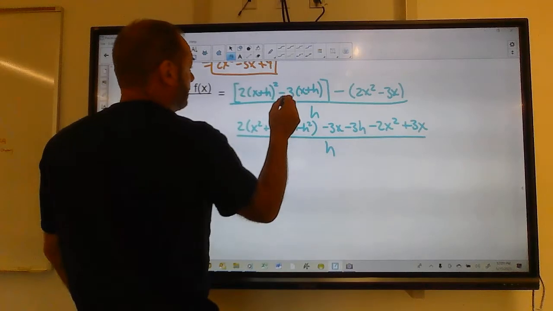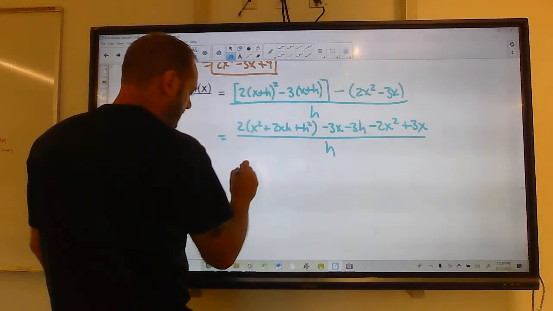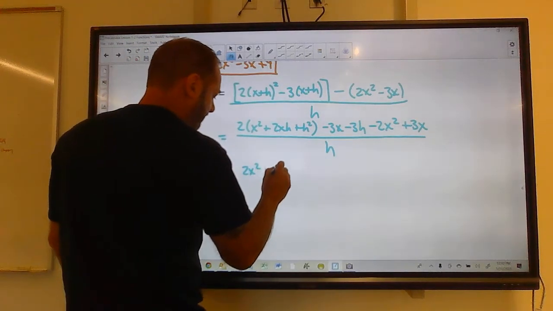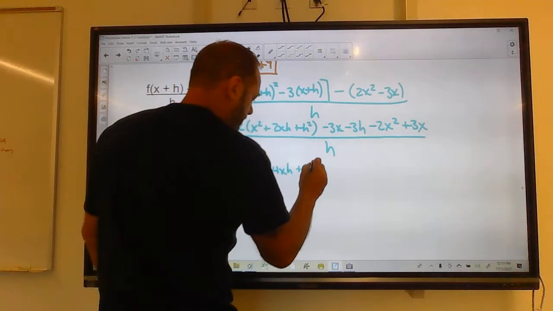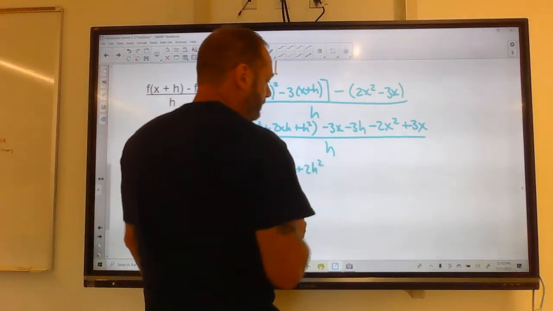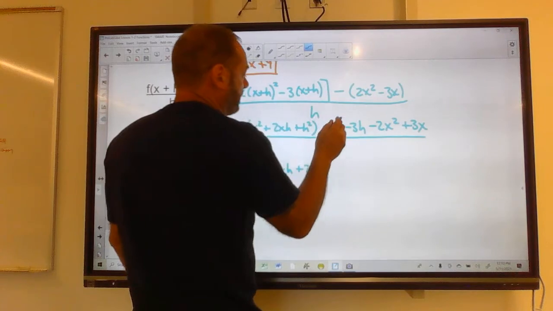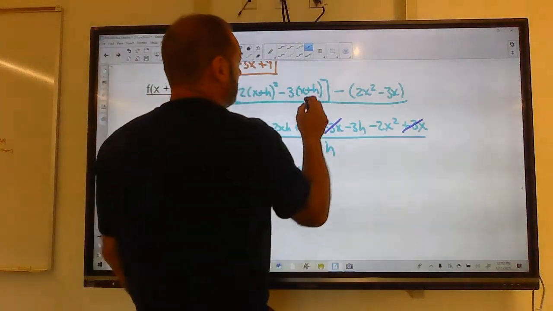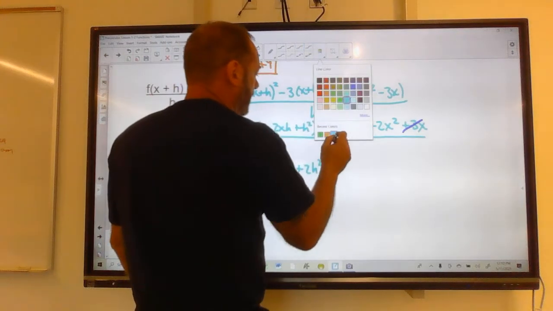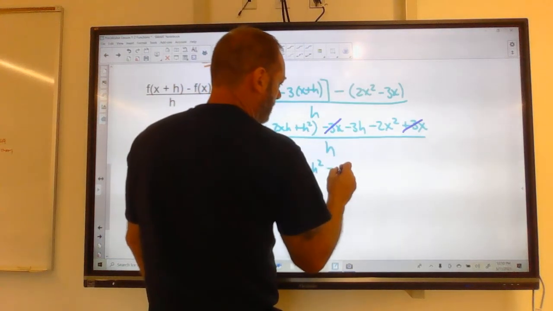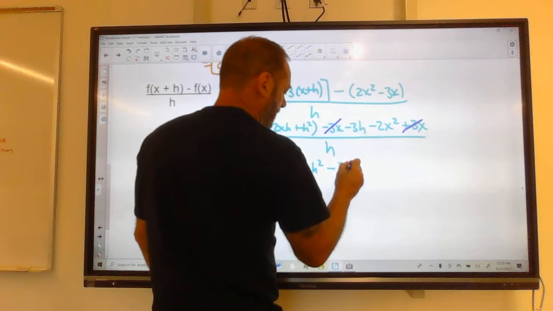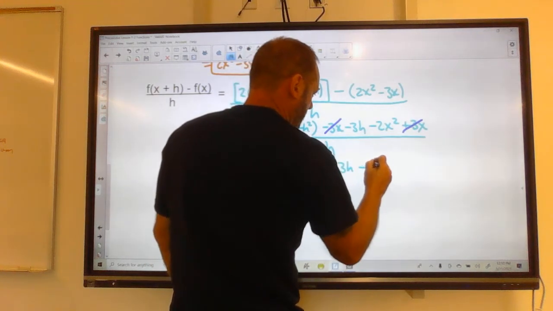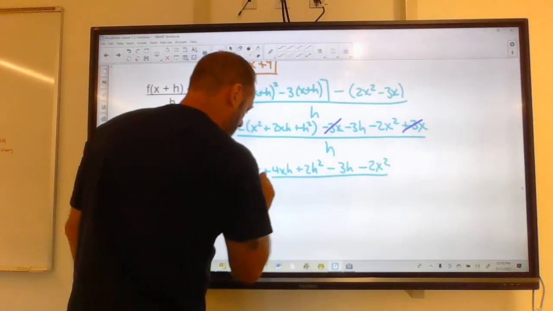Go back and distribute your 2. So that's 2x squared plus 4xh plus 2h squared. I can kind of do this. Those cancel. Okay, so then I'm left with minus 3h minus 2x squared, all that over h.